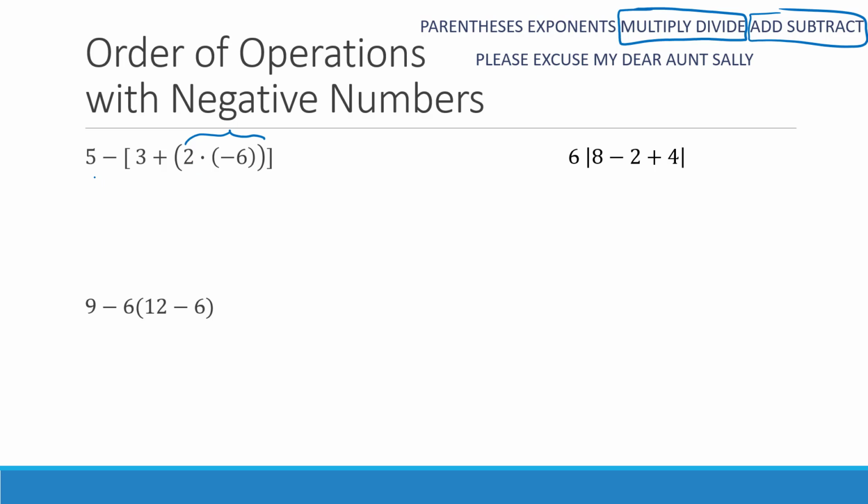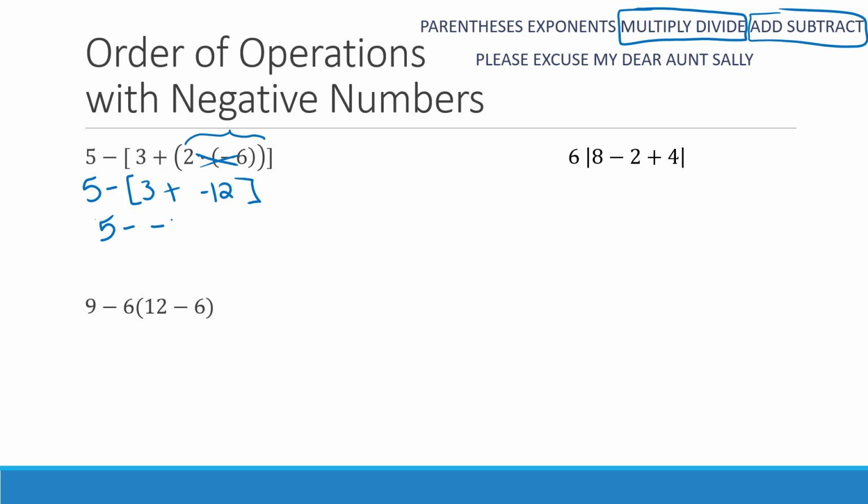2 times -6 is going to give me -12. So this is going to become 3 plus -12. Now that's still inside those brackets. I did not drop them because I'm not through with them. Now 3 plus -12 is going to give us a -9.